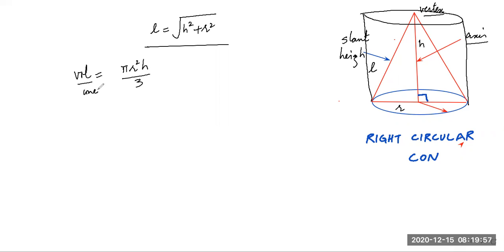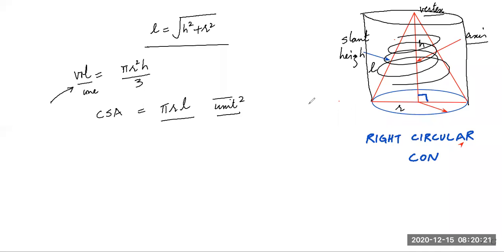Remember that. You need not remember the volume of the cone. Always remember the volume of the cylinder. Pi r square h divided by 3 is the volume of the cone. Now comes curved surface area. CSA of the cone is equal to pi r L, where L is the slant height, in unit square.